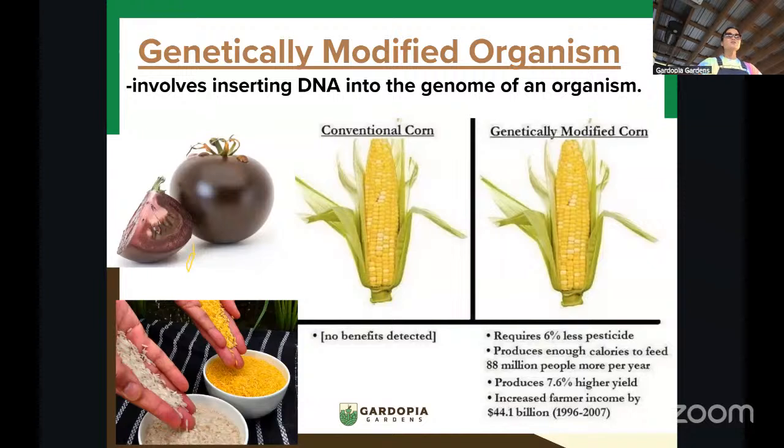And so with genetically modified corn versus conventional corn, whenever you're looking at this, there's no benefits detected, right? When you look at GMO, what has it done? It requires 6% less pesticide for some pests to not eat it, right? It produces enough calories to feed 88 million more people per year and produces 7.6% higher yields. I will say this, without GMOs, we would not be here, right?